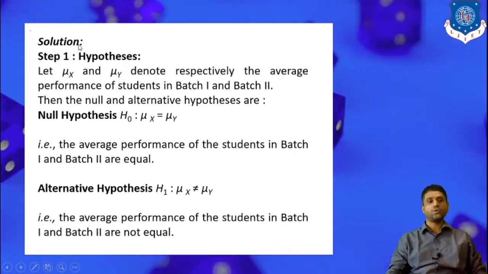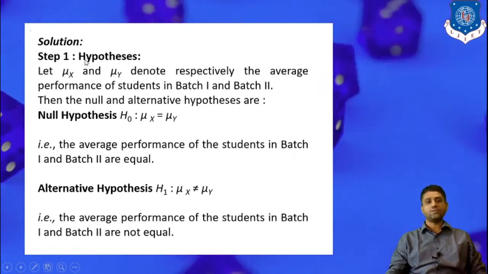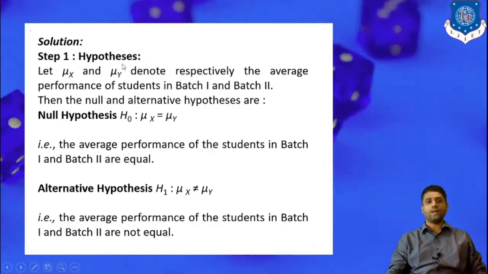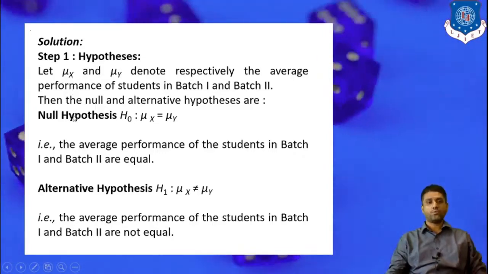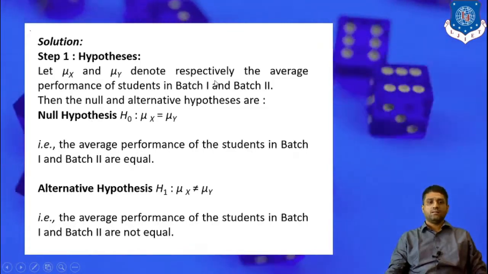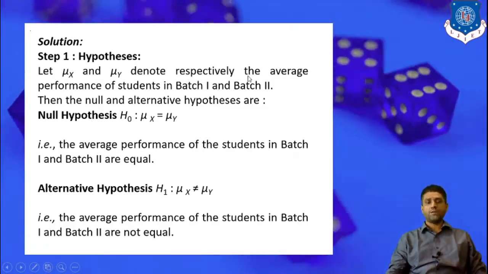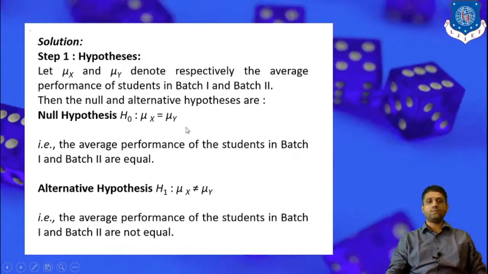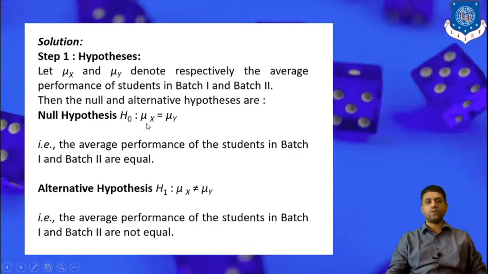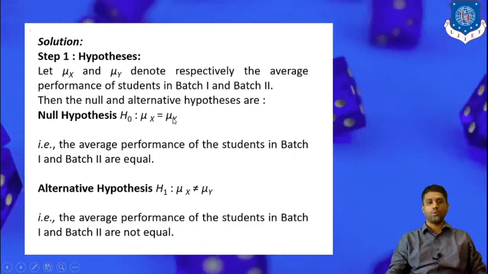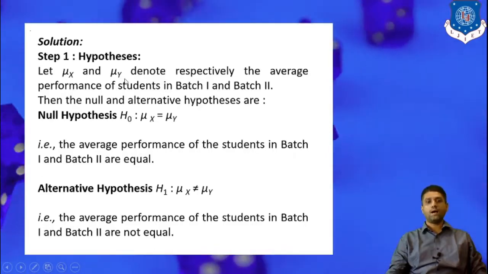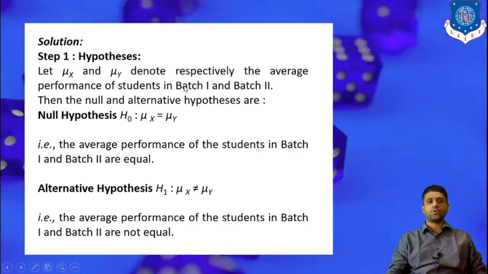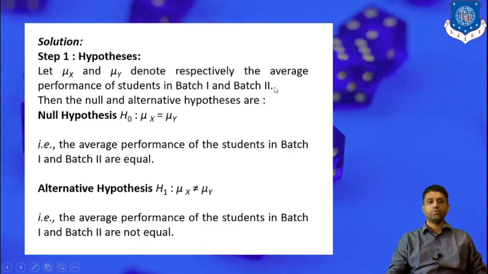So let's start the solution. On the basis of the procedure, we have to define the hypotheses. First of all, we define the null hypothesis: there is no significant difference in the performance score of the batch 1 and batch 2 students. That's why we write mu x is equal to mu y, where mu x and mu y are the population means corresponding to batch 1 and batch 2.